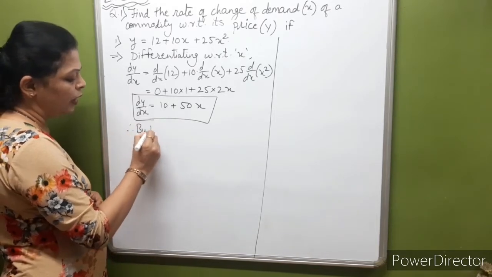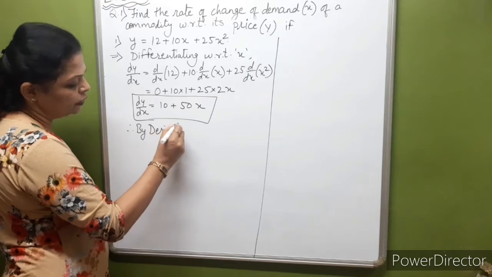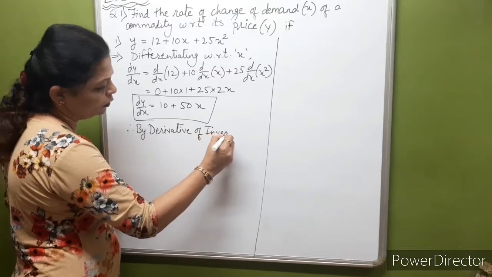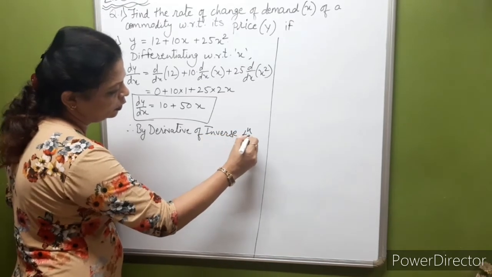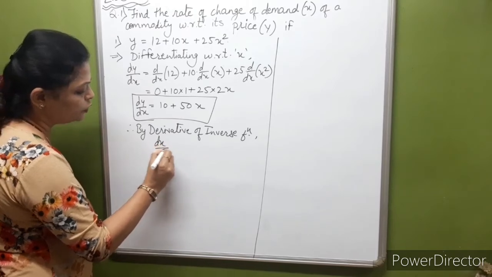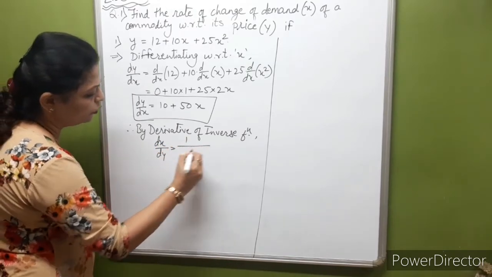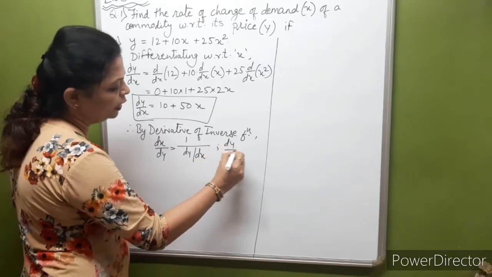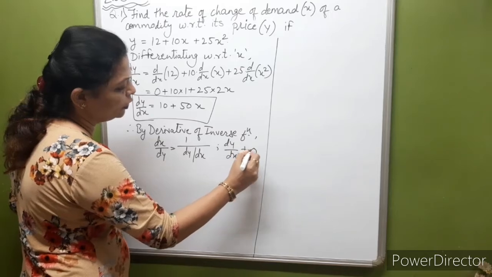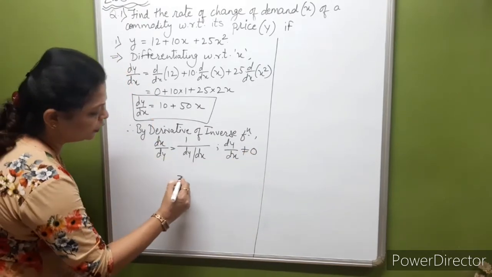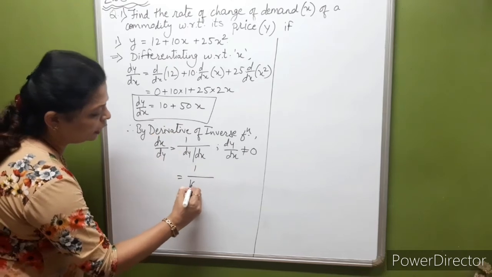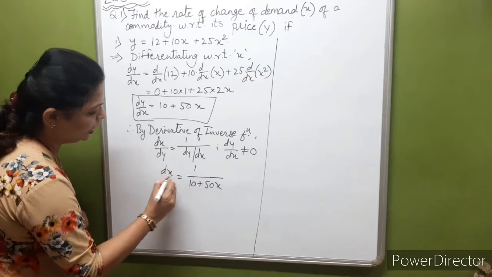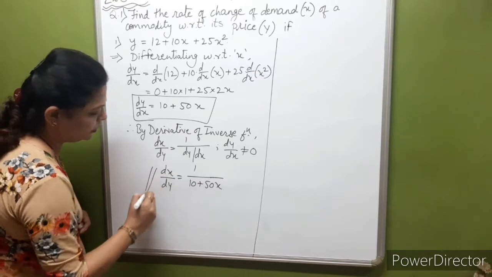Therefore, by derivative of inverse function, dx by dy is equal to 1 upon dy by dx, such that dy by dx is not equal to 0. So now substitute. So this will be 1 upon 10 plus 50x. This is your dx by dy. Final answer.